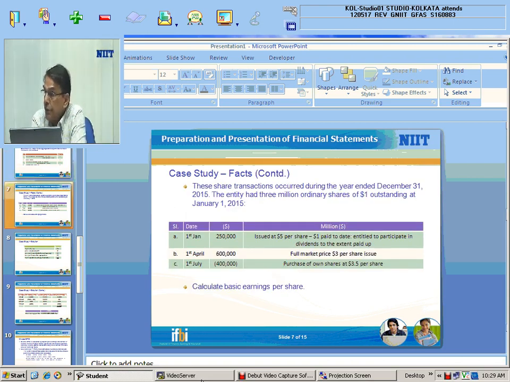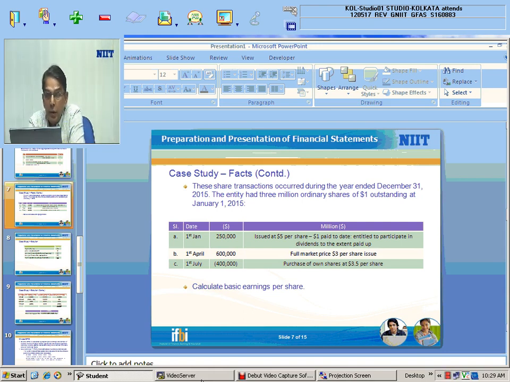Further facts. We have not completed the facts of the case. First we look at the earnings. Now look at the share transactions that occurred during the year ended December 31st, 2015. The entity had 3 million ordinary shares of $1 outstanding at January 1, 2015. On 1st of January 2015, the entity issued 250,000 shares at $5 per share.